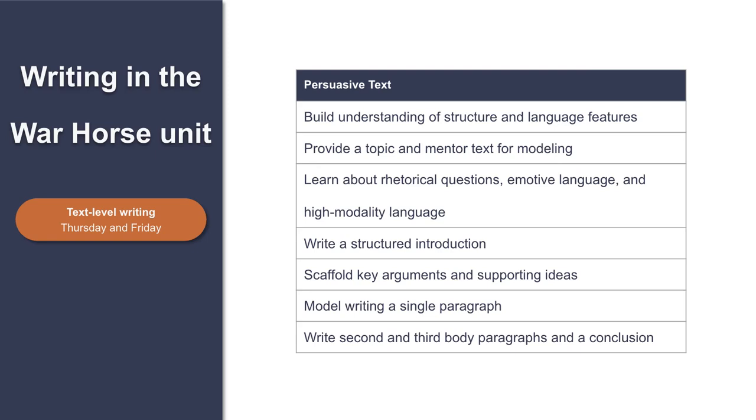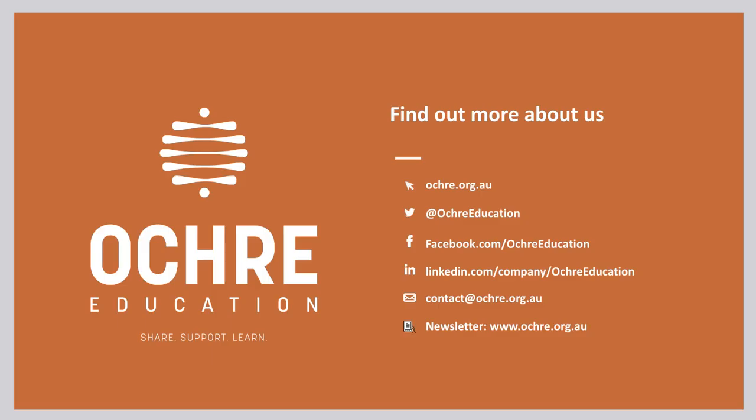We scaffold students' thinking about key arguments and supporting ideas, then model writing a single paragraph based on their side of the argument. Students then write a second and third body paragraph and a conclusion. At each stage, they are supported by a mentor text and carefully structured lessons that break the writing task into manageable chunks. The Warhorse unit has been created to provide support for your teaching.